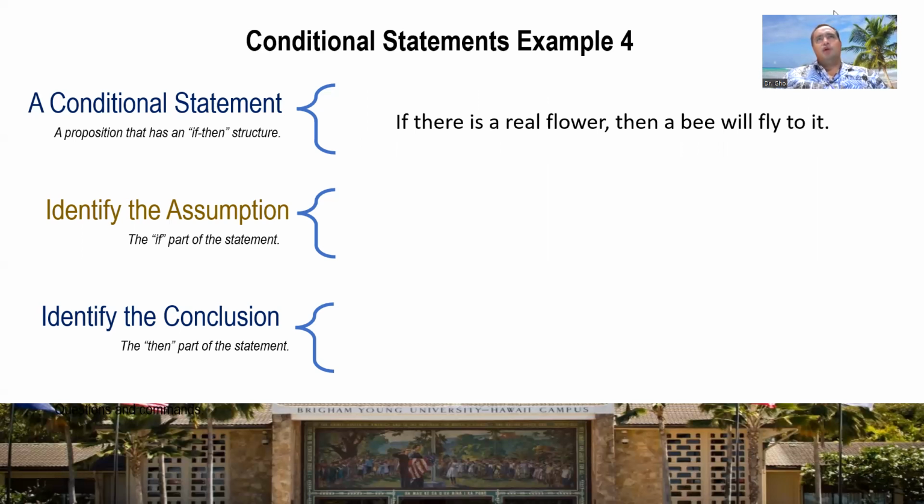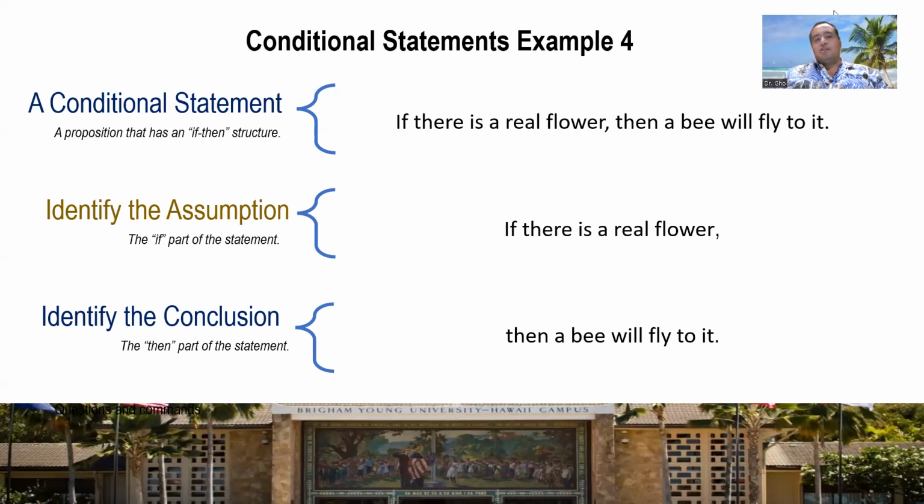This one comes from the wisdom of King Solomon. He had a bunch of tests, and one of those tests was if he could identify a flower among a whole bunch of false flowers. And so he used some logic to figure out, through the wisdom of Solomon, which one was the true flower. The conditional statement that King Solomon would have used to identify this: if there is a real flower, then a bee will fly to it. Go ahead and pause it, and then identify the assumption, identify the conclusion, and then hit play once you identify those.